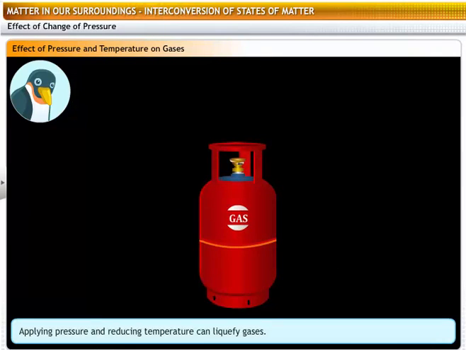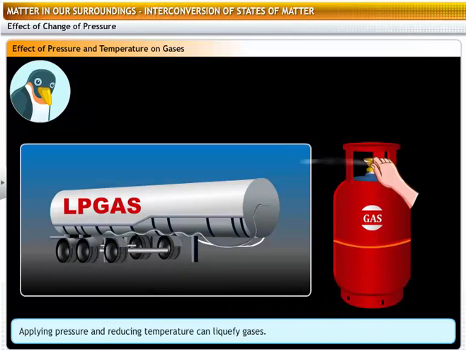Now, let us see the effect of pressure on the interconversion of the states of matter. You know that gas gushes out with a hissing sound when you open the knob of a domestic gas cylinder. In a domestic cylinder, the gas is compressed at a high pressure and a low temperature and is stored in the form of liquid petroleum gas. When the knob is opened, the pressure is released and the gas gushes out.